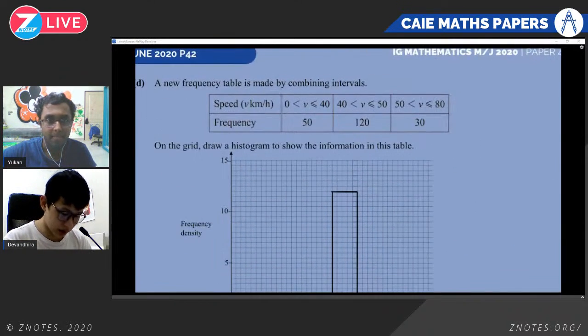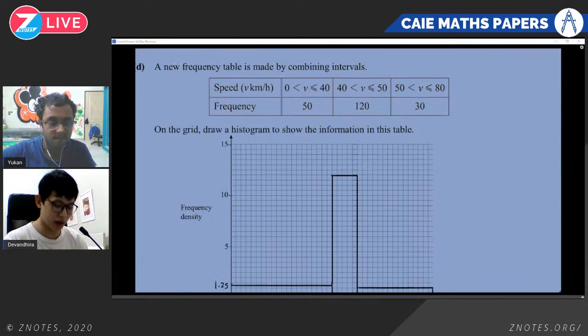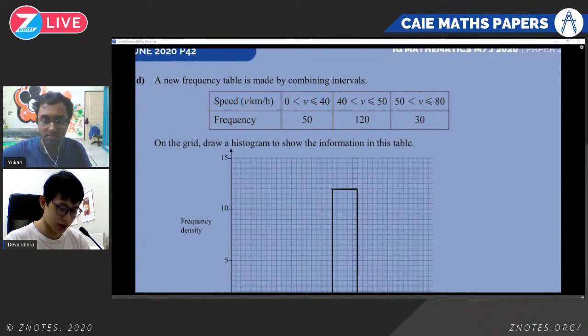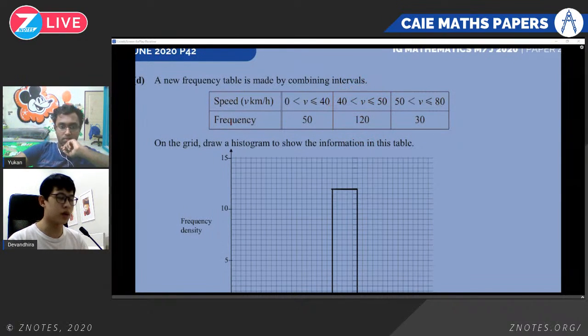Next part is for this one. Let's do the same thing. This time it's 40 to 50. That means our graph should go from here to here. And our frequency density is 120 divided by the interval here, which is 50 minus 40, that is 10.